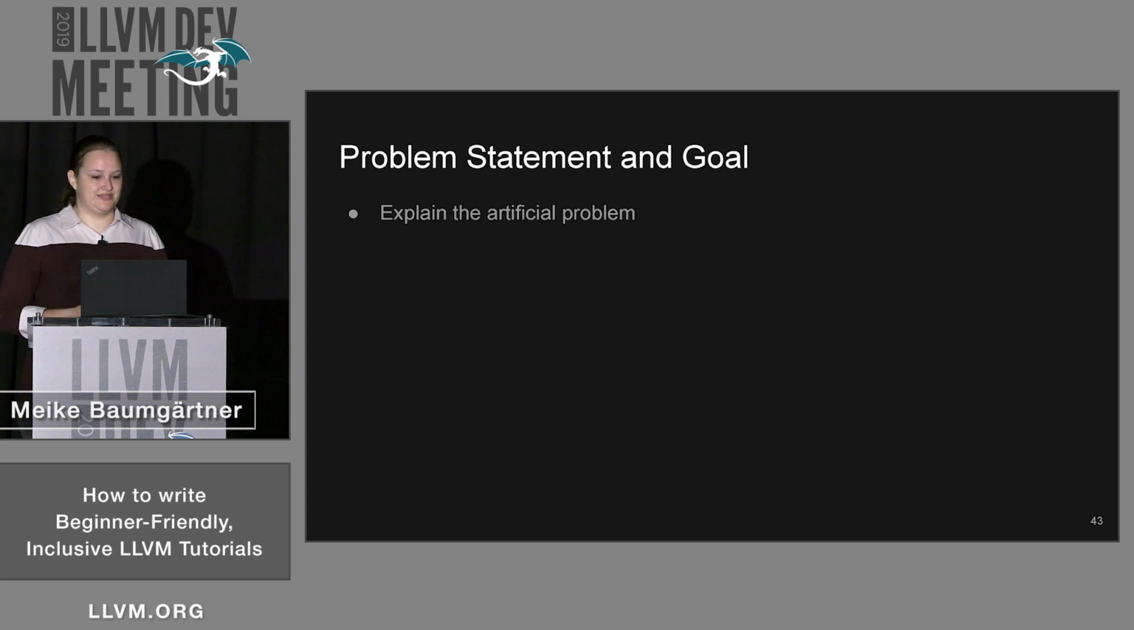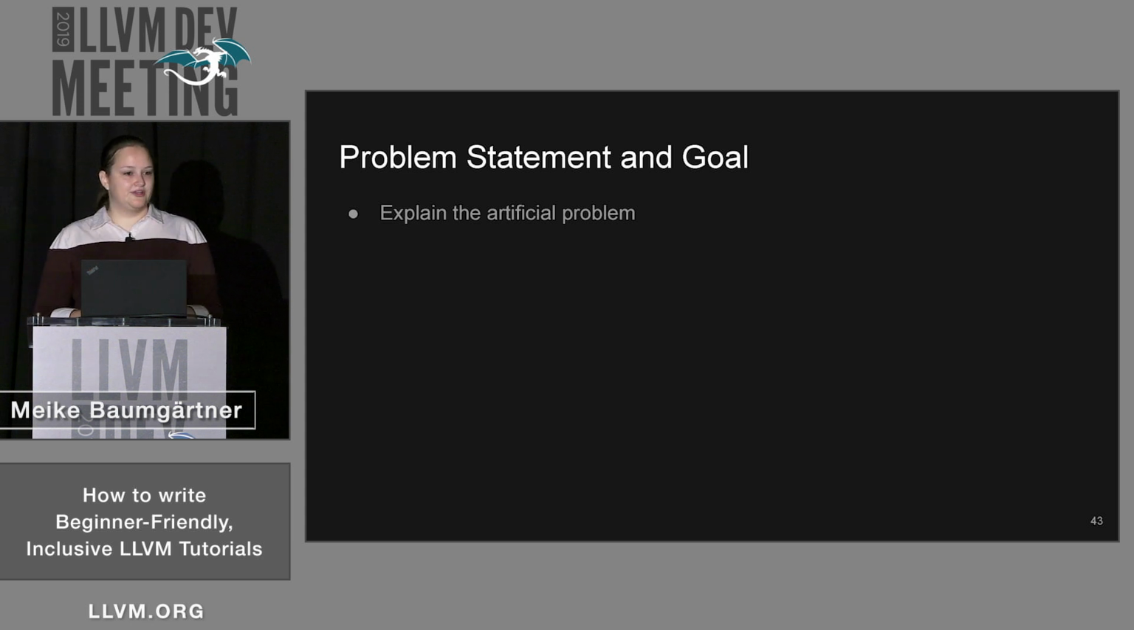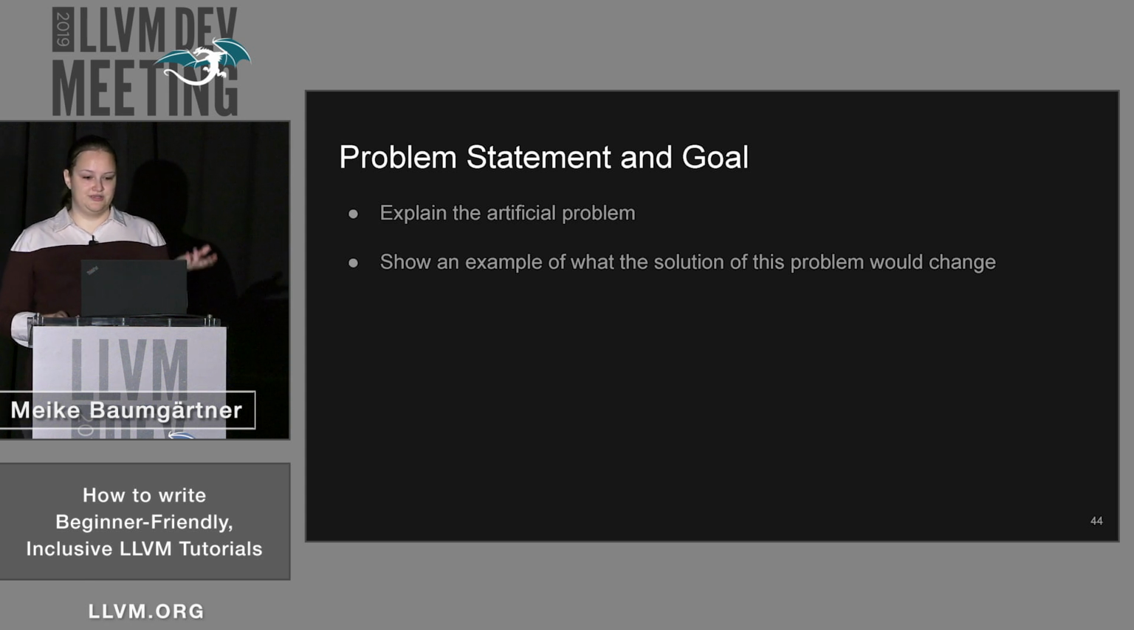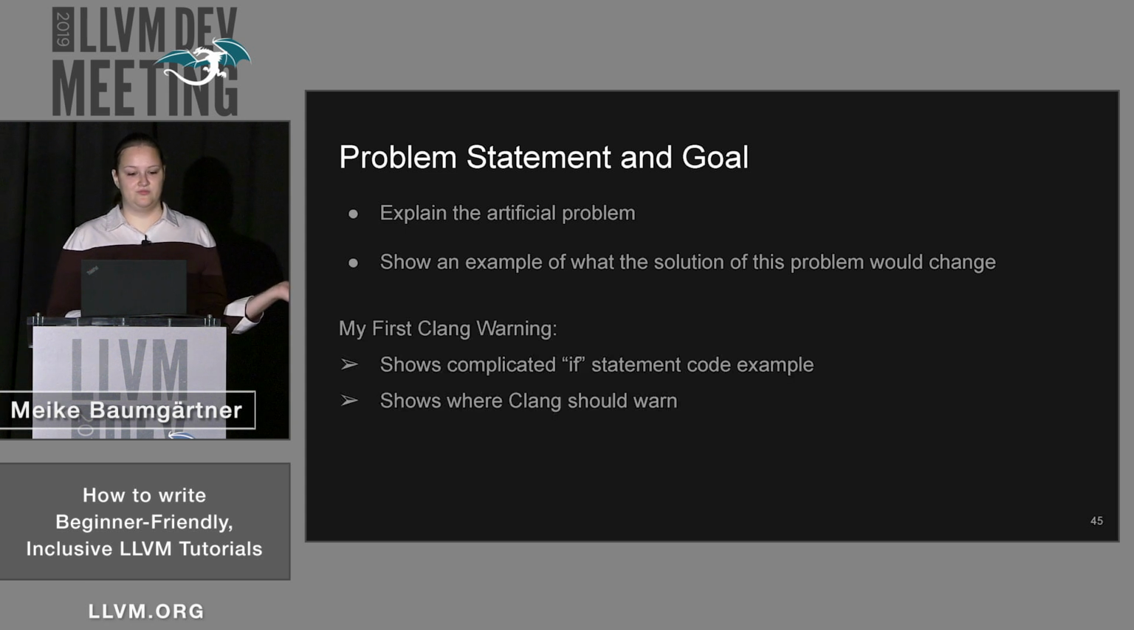So next, the problem statement and goal section. Here we can go on to actually explain what we're going to do in the tutorial, explaining the artificial problem. What's also beneficial is to show an example of what the solution of the problem would change in the code base, and I'll just show an example from our tutorial. We first defined it, showed a complicated if statement, and then showed where the warning would appear in the code. So the candidate can expect what they will do and what they will see once they complete the tutorial.